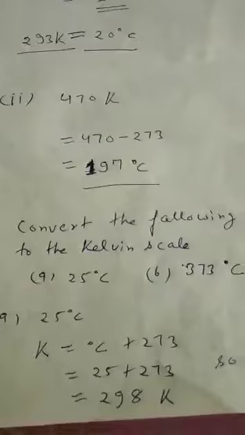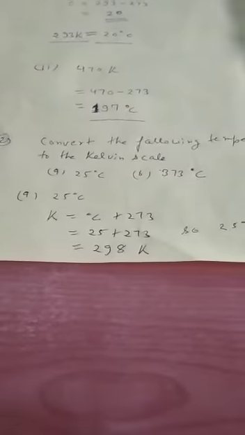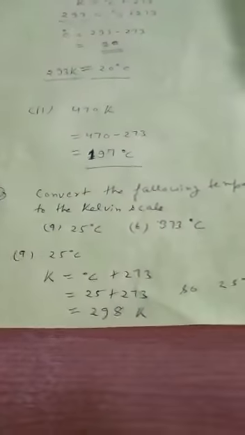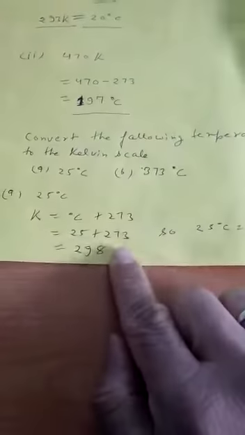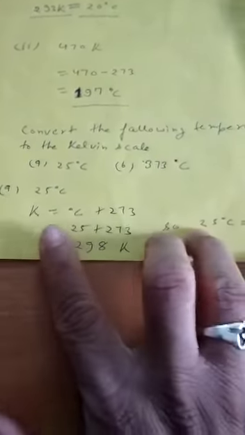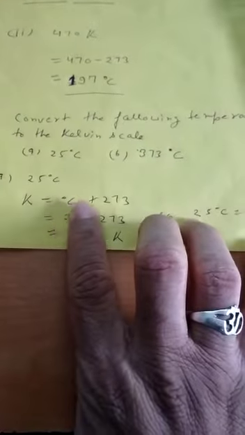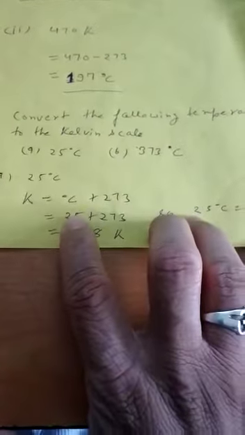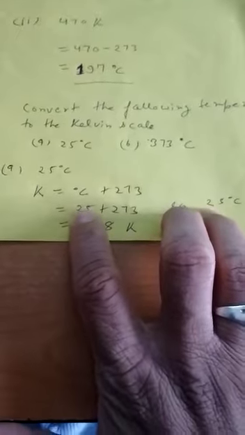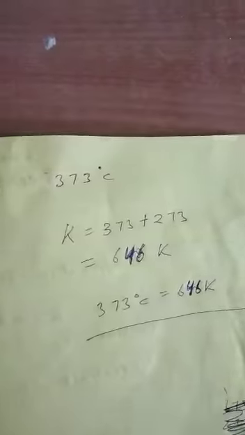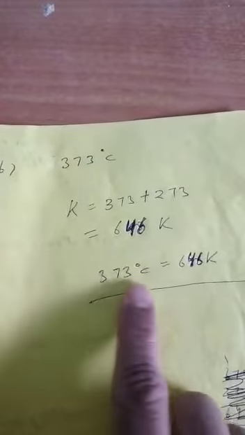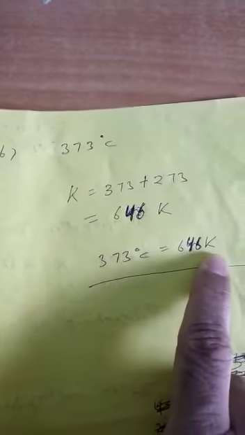And for the next question, we have to convert the Celsius scale into the Kelvin scale. We have the degree Celsius, so we have to add 273. According to the formula, Kelvin is equal to degree Celsius plus 273, so we have 25 degrees Celsius. We keep the value here, 25 plus 273, so we will have 298 Kelvin. So we can say 25 degrees Celsius is equal to 298 Kelvin. And in a similar way, if we have 373 degrees Celsius, it is equal to 646 Kelvin. Thank you.